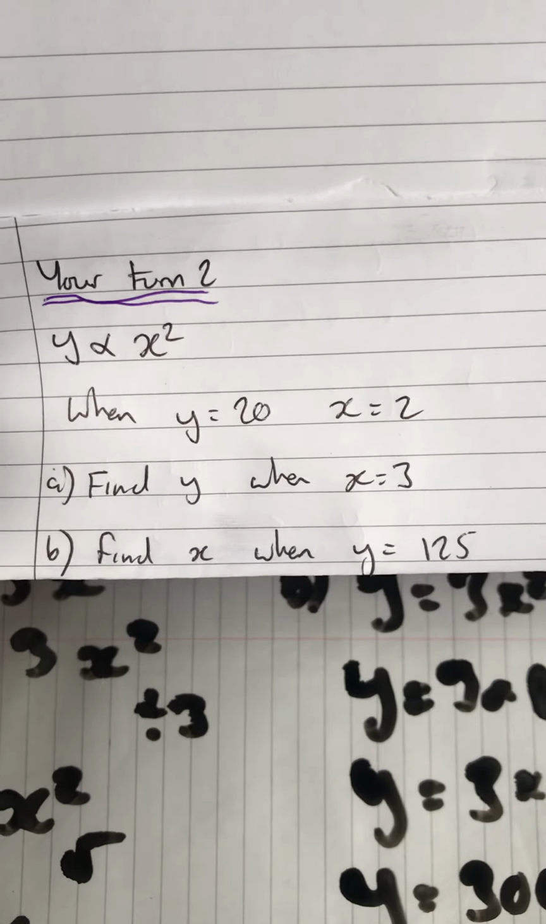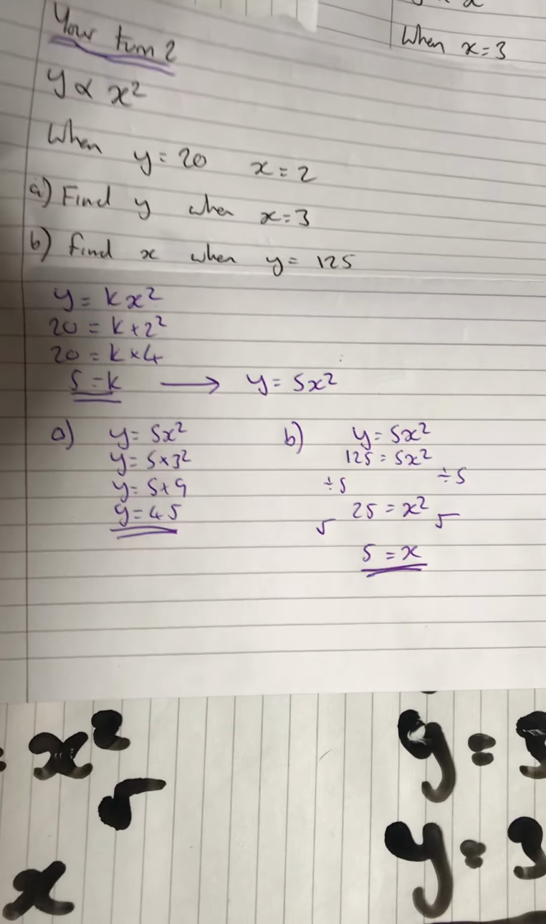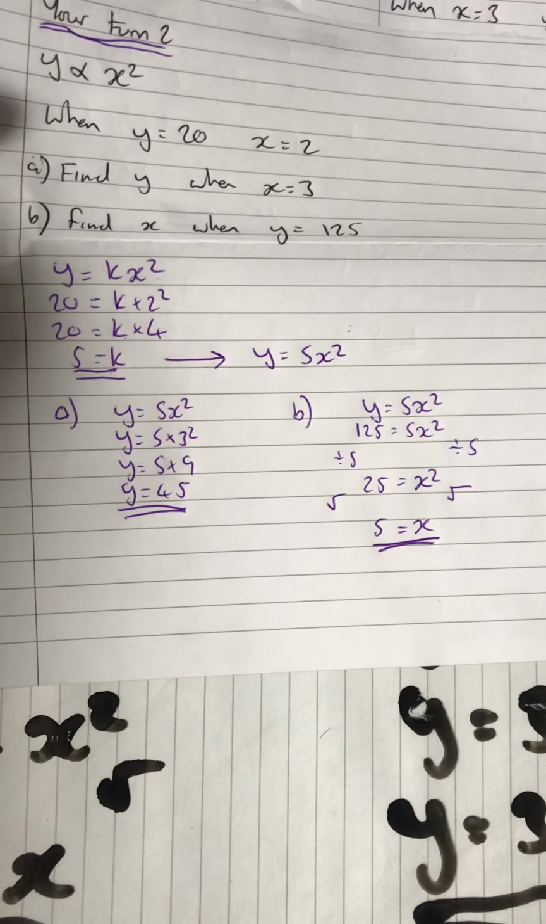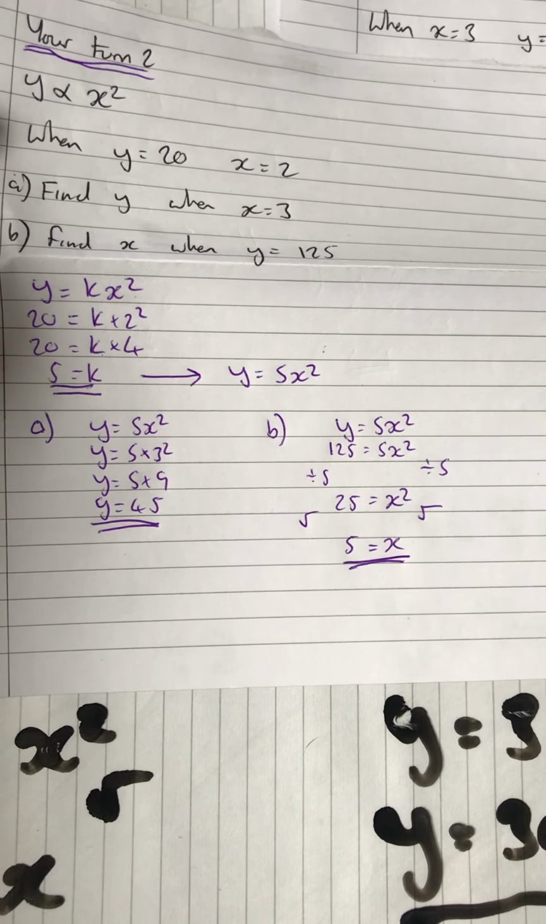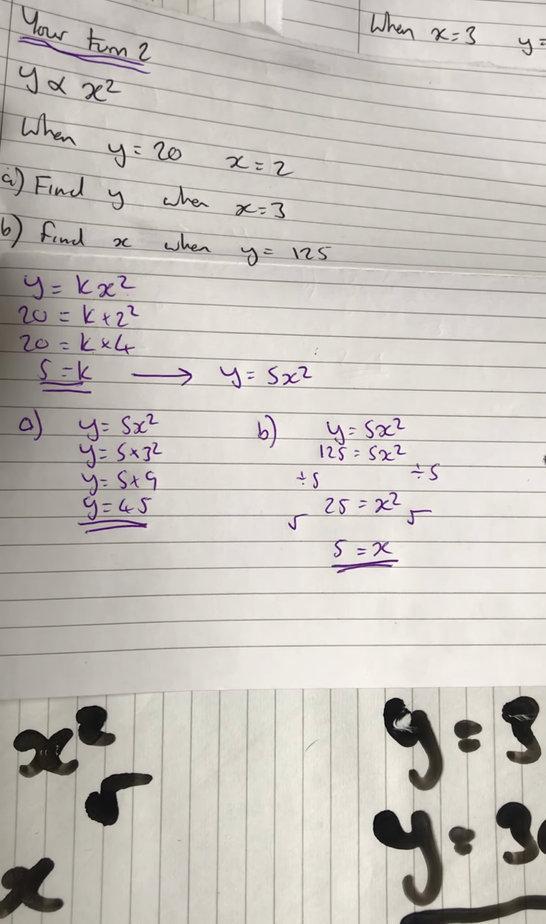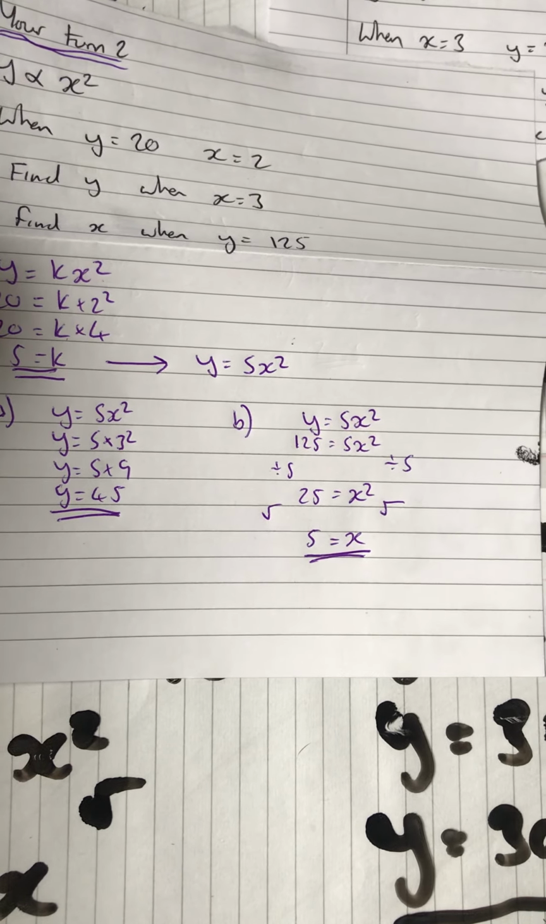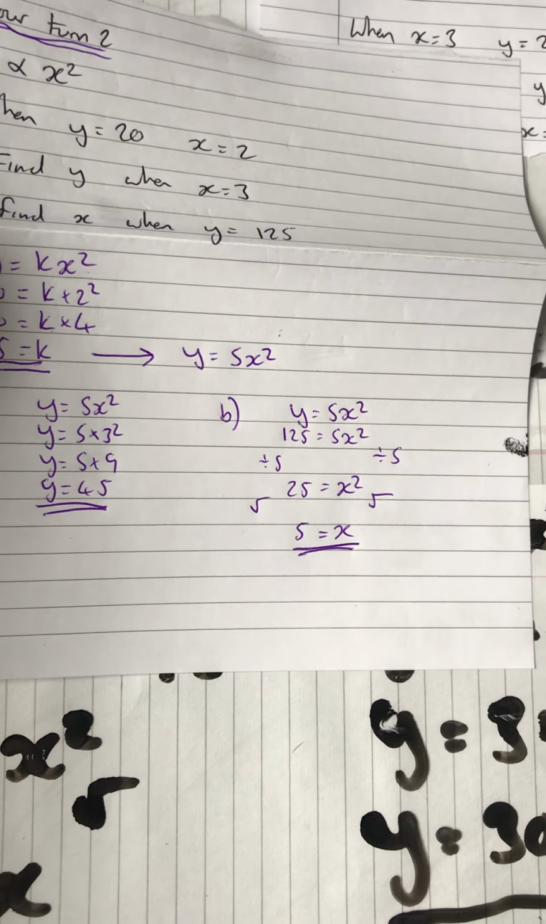Okay guys, you should have paused the video and had a go at this question now. So if you just want to look at the answers. You should have got y is equal to 5x squared as your equation. And then you should have got y is equal to 45 when x is equal to 3. And you should have got x is equal to 5 when y is equal to 125. Okay.